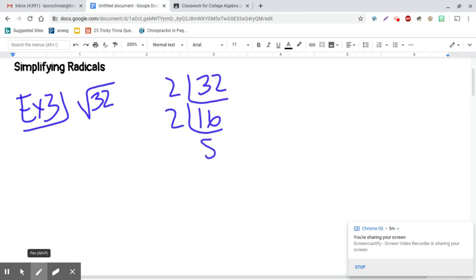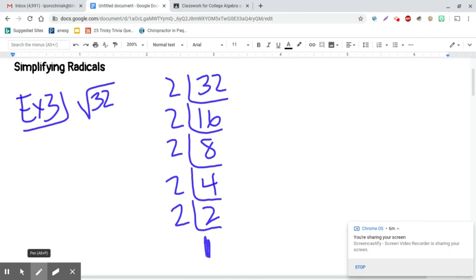16 divided by 2 gives us 8. It's even again, so I'm going to use another 2. 8 divided by 2 gives us 4. 4 again is even, so I'm going to use 2 again. 4 divided by 2 is 2, and 2 is prime, so the only thing that goes into 2 is 2, which gives us a 1 left over.